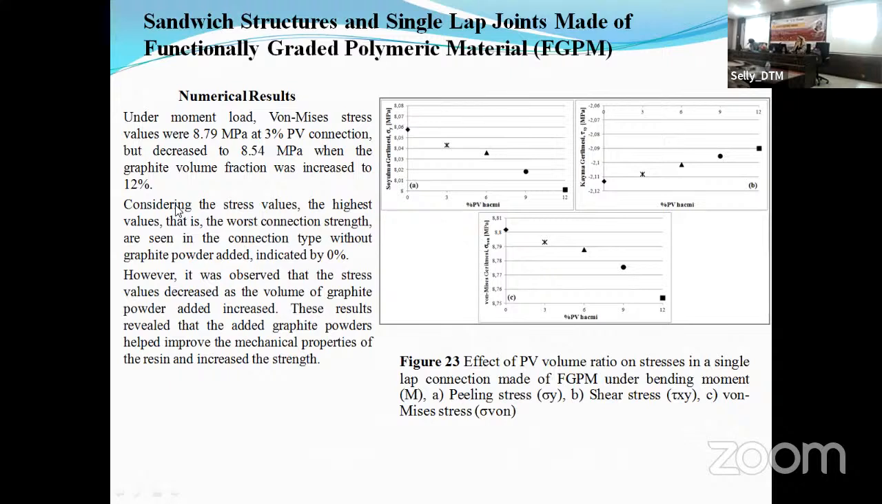So considering this stress, the highest value is the worst connection strength, seen in the connection without graphite powder added, which is equal to 0%. However, it was observed that the stress value decreases as the amount of graphite powder added increases. So these results reveal that graphite powders help improve the mechanical properties and increase the strength.